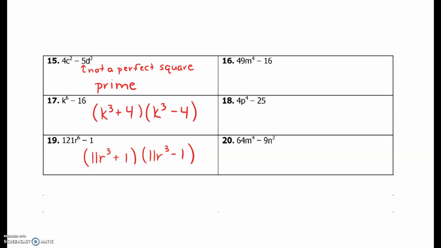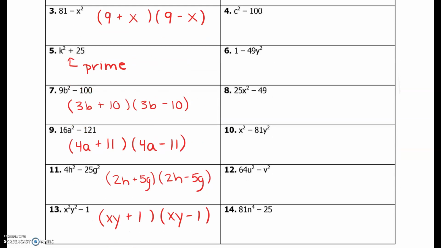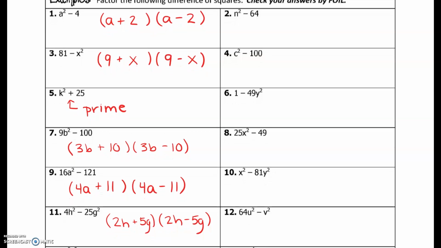I hope this makes sense as you're working through 20 all the way back up to number 2. I will tell you on that side, there are not any answers that are prime. You should be able to factor all of them. Please be careful as you go through and make sure that you keep the terms in order. So for example, if the number is first, like in number 6 here, then you still need to have a number first in your answer. So for example, this would be 1 plus 7y and 1 minus 7y. As always, if you have questions, please let me know.